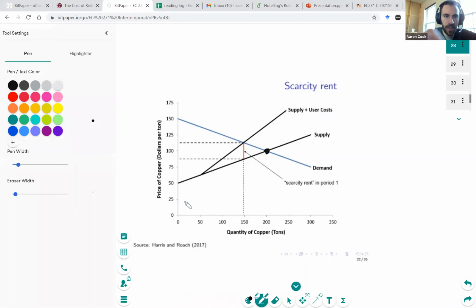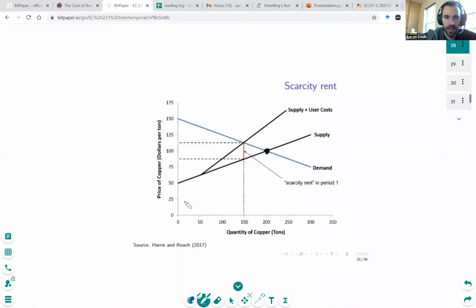The gap between willingness to pay and willingness to supply gets narrower and narrower, and eventually we get to a point where price is exactly equal to marginal cost, and so those last few units of the resource earn the producers very little marginal profit.